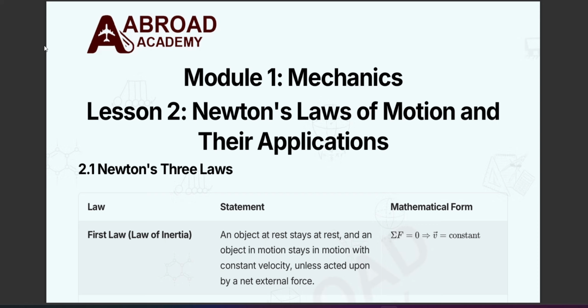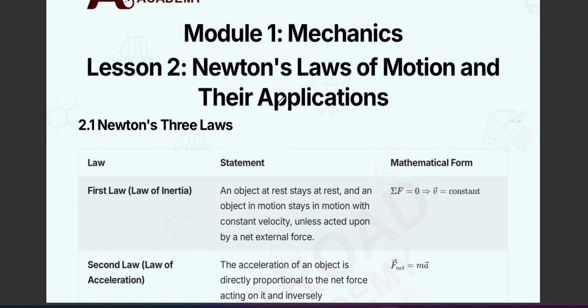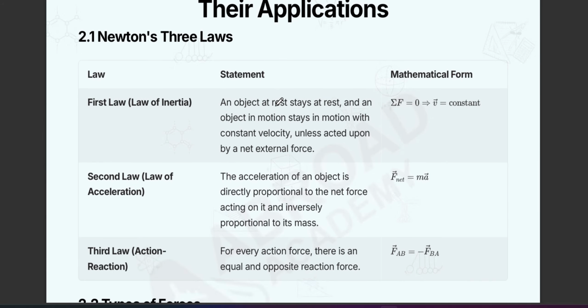Lessons again. This is module 1 and lesson 2, Newton's laws of motion and their applications. So first of all, we have to discuss the theoretical parts. Here's the first law of Newton, which is also called the law of inertia. The statement: an object at rest stays at rest, and an object in motion stays in motion with constant velocity unless acted upon by a net external force. The mathematical form is summation F equals 0. Also we can write v vector equals constant.